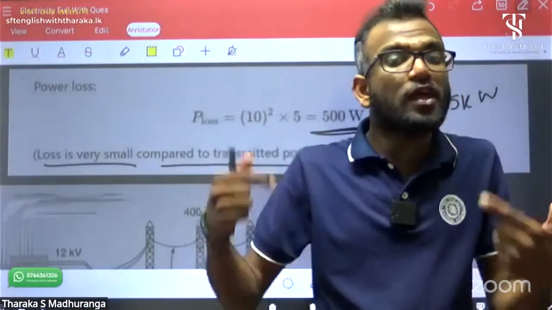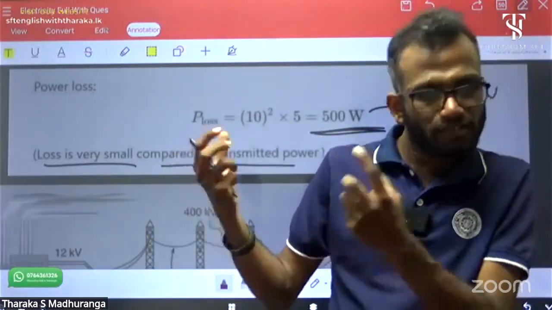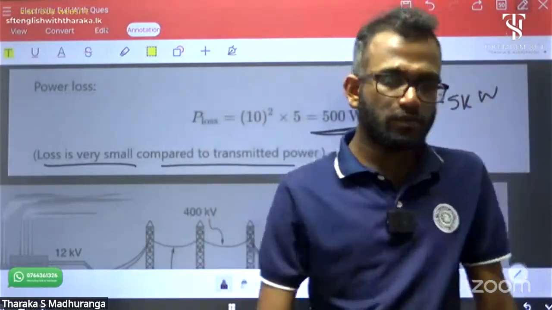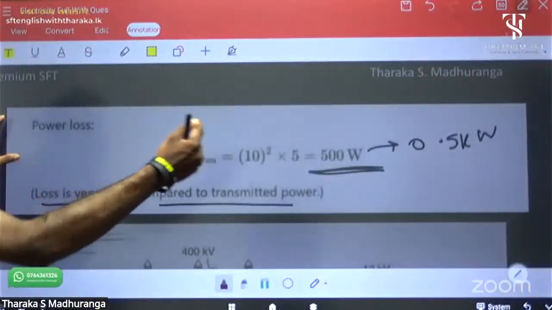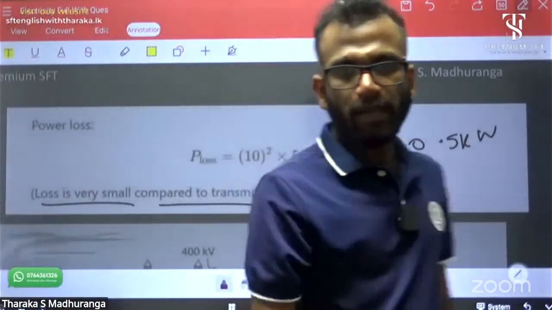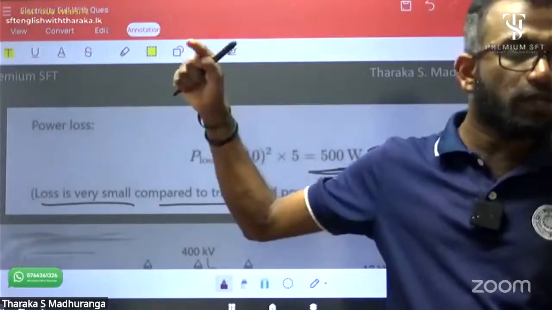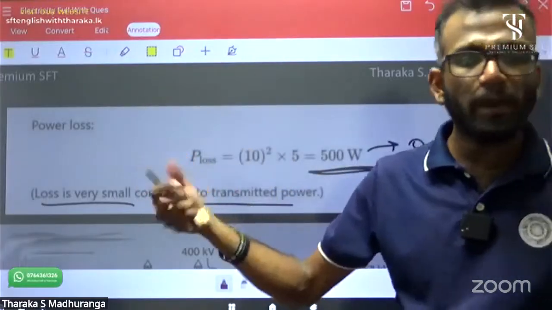We transmit 1000 kilowatt, and the loss is only 0.5 kilowatt. It's a very negligible value, no? But how did we get this very small loss? By increasing the voltage up to a higher voltage. That's why we got a very small power loss.